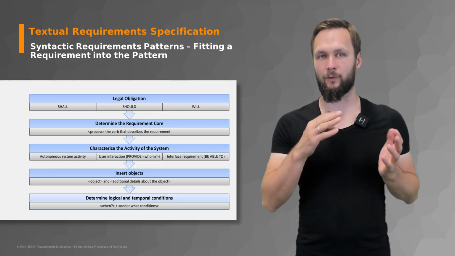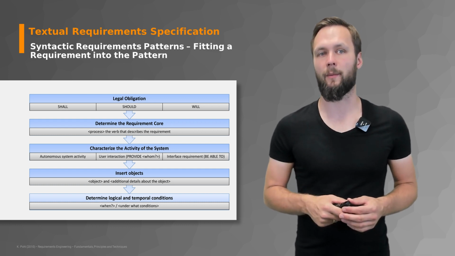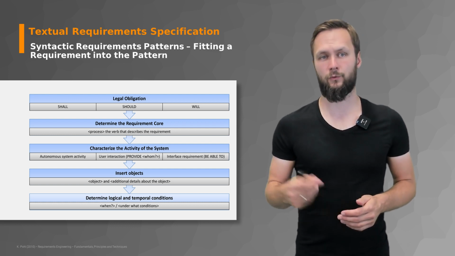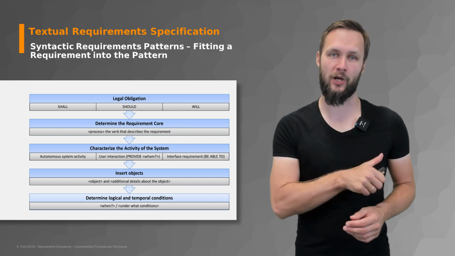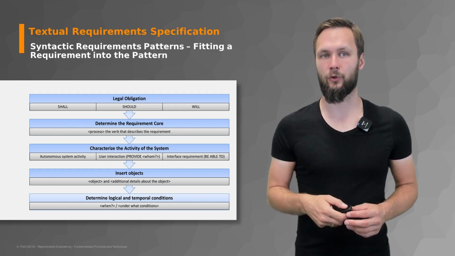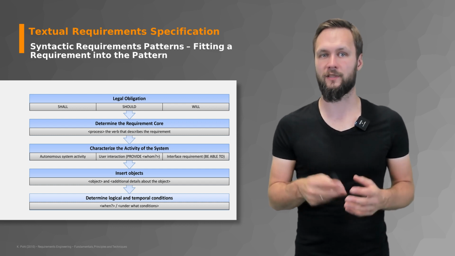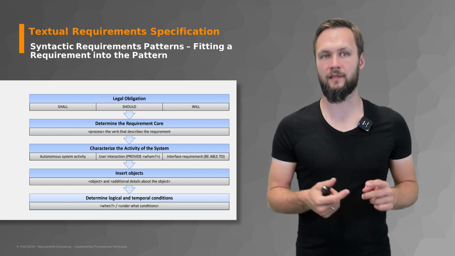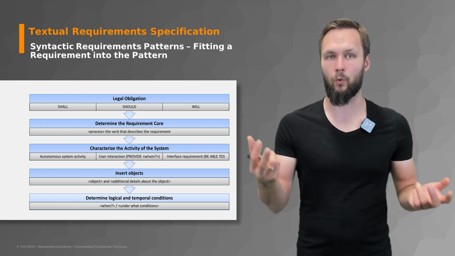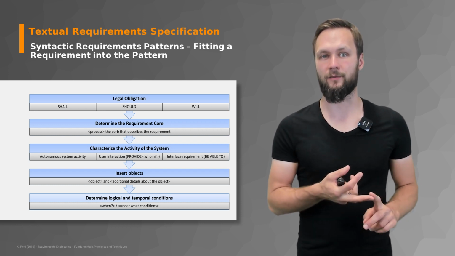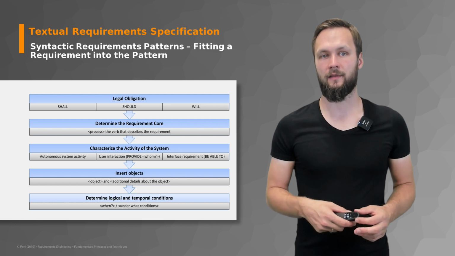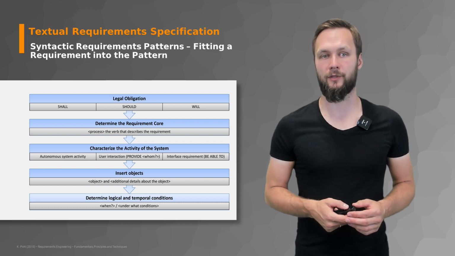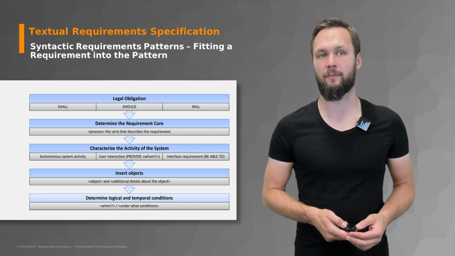But how do you now get a requirement into the form of a syntactic requirement pattern? What we're displaying right now is a pretty good approach on how to do that. First, you decide on the legal obligation, is it a shall, a should, or a will. Then you determine the requirement's core, like the process, the verb, what is it doing. And then you characterize the activity of the system. Is it an autonomous system activity? Is it a user interaction provided by whom or to whom? Or is it some kind of thing like an interface requirement? Be able to do something. Then you insert an object. What's the object here? And then you determine the logical and temporal conditions. And then you already have your syntactic requirement pattern.